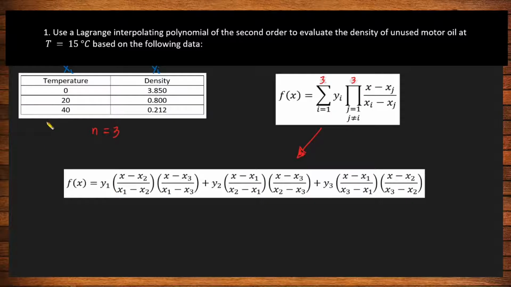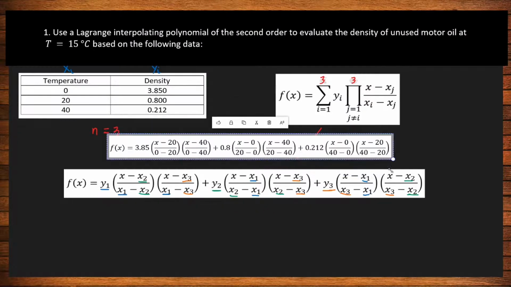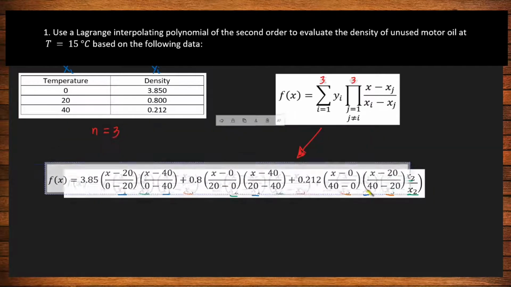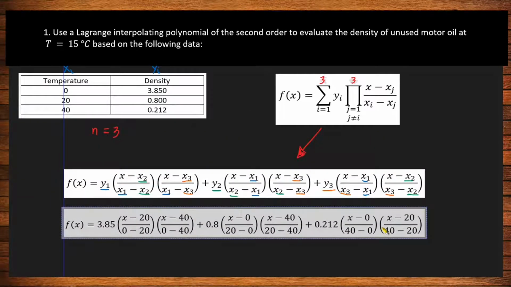And then, same then for our second point, x sub 2, y sub 2, and then third point, x sub 3, y sub 3. So, diretso na. Wala na tayong isa-solve. Bali, isa-substitute lang natin yung mga given points. So, after substituting the given points, yung polynomial natin ngayon will look like this.